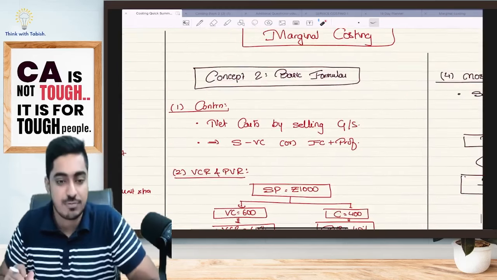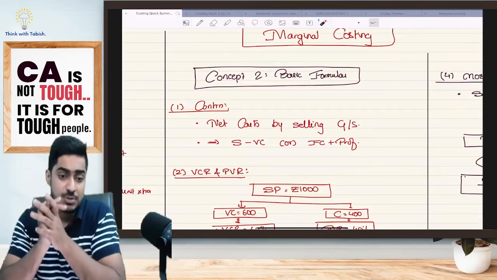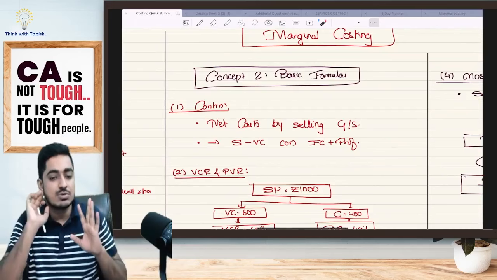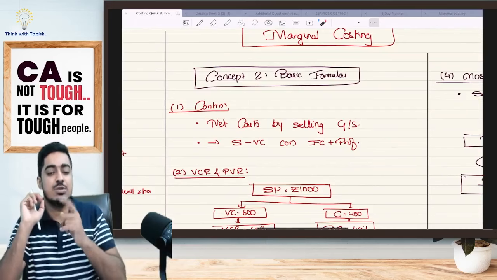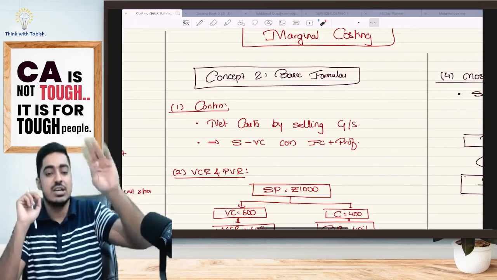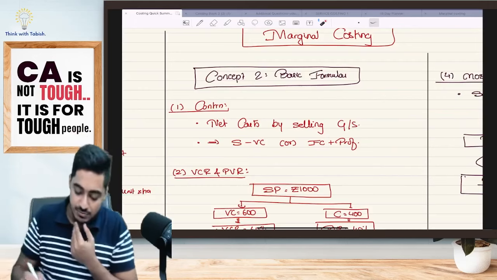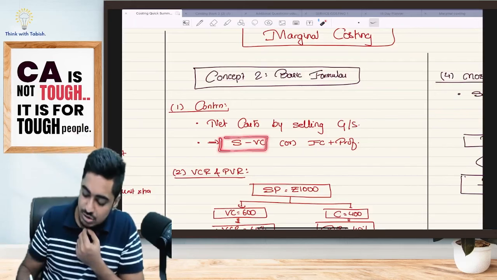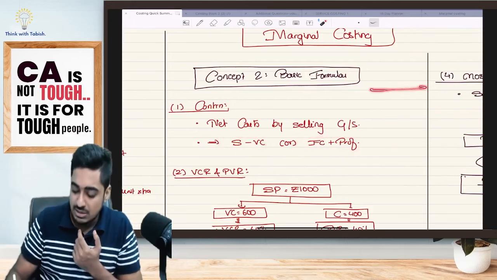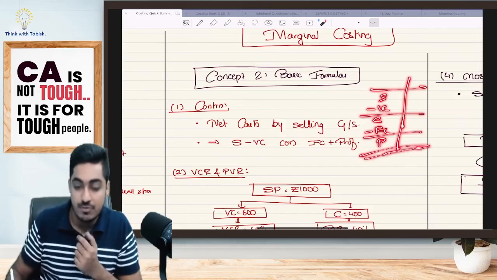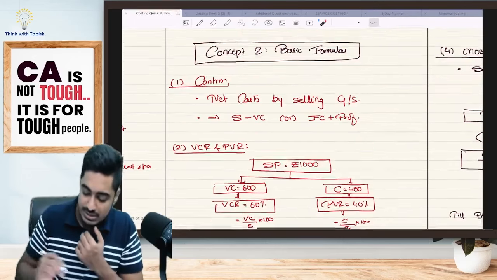Next is basic formulas. First was the concept of contribution. What is contribution? It is the net cash I get by selling my goods or services. Imagine I sell a shirt at 1000 rupees and purchase it for 600. 400 is the net cash I get by selling it. That is my contribution. In terms of formula, it is sales minus variable cost, or fixed cost plus profit. Marginal cost sheet format: sales minus variable cost gives me contribution, minus fixed cost gives me profit. Concepts we've already discussed, I'm just giving you a quick recap.